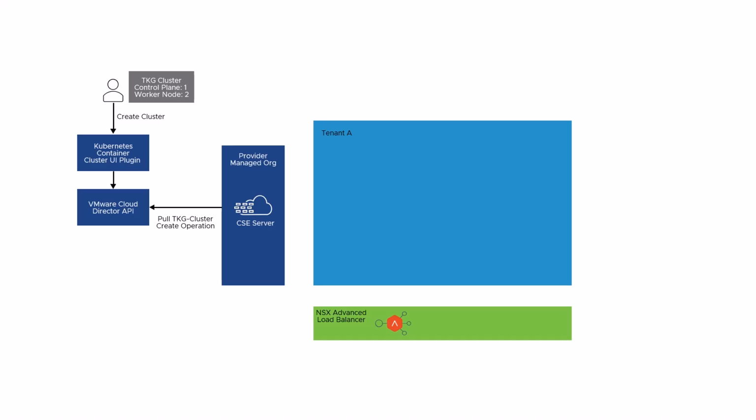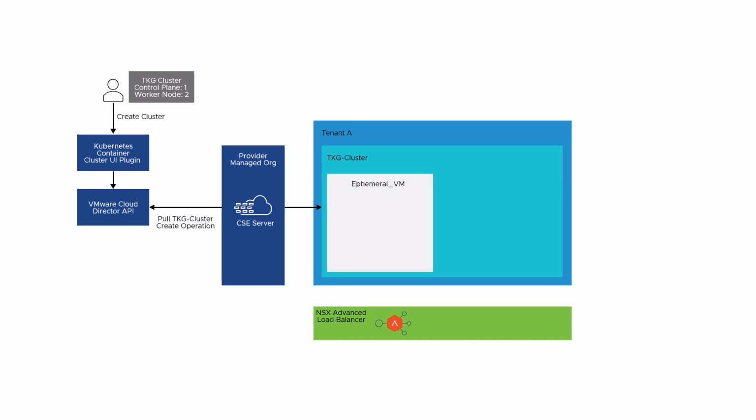Once a Container Service Extension Server identifies cluster creation request, it creates a vApp with the same name defined during the cluster creation wizard. Container Service Extension Server creates an ephemeral virtual machine with a cloud init script, which performs tasks such as install kind-based bootstrap cluster, install cluster API, and CAPVCD in bootstrap cluster.